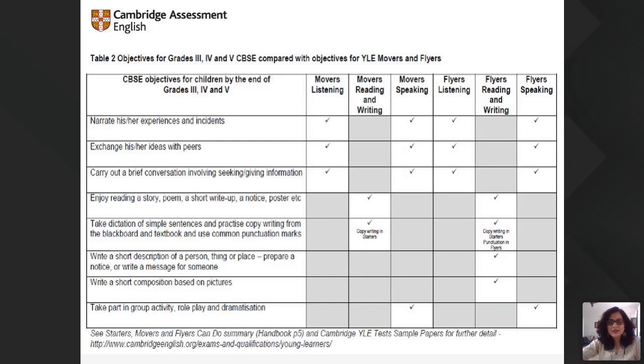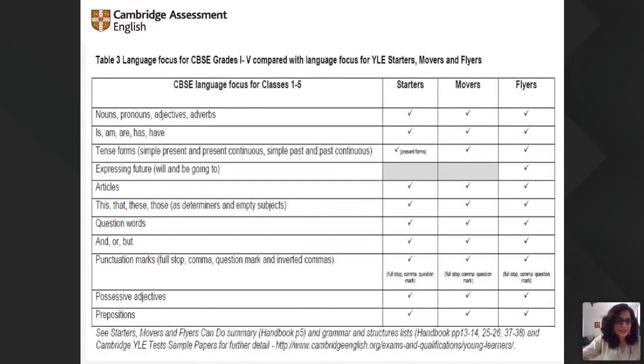So again, you will see what all is common in movers listening, and then movers reading and writing, and then you have movers speaking, and the same 3 for flyers, right? So these are kinds of templates that you can prepare, right? And now I'm going to show you one more template.